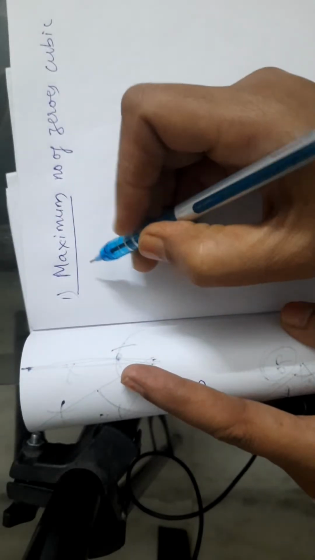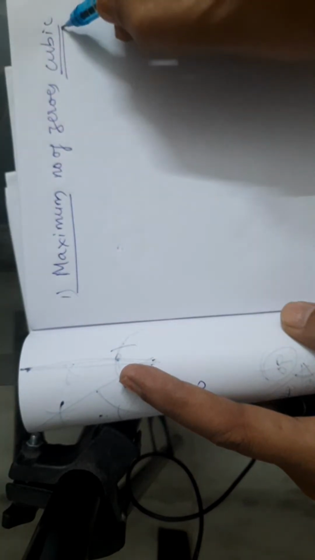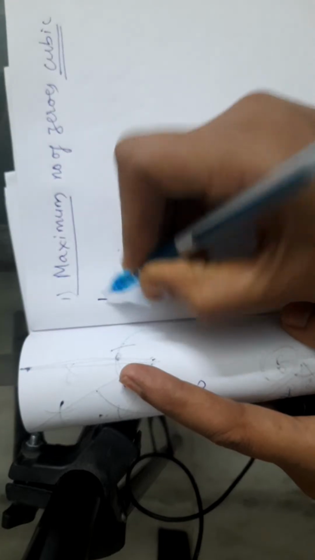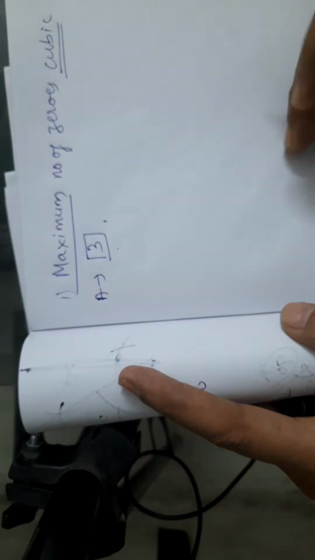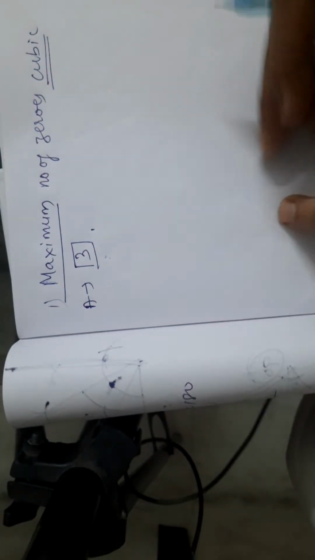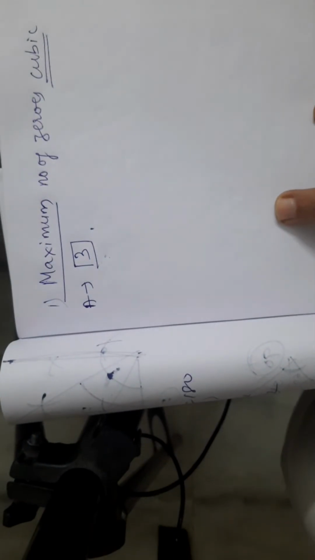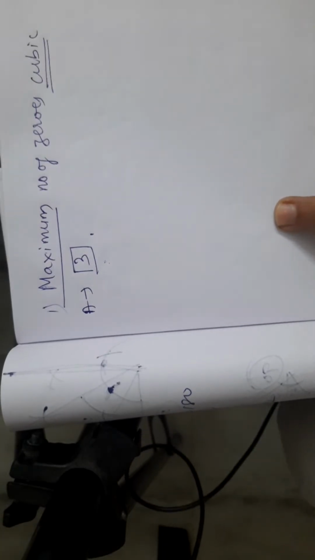So here, as the power of a cubic polynomial is 3, the answer will be it will have a maximum of 3 zeros. If it is a quadratic polynomial, it will have 2 zeros. If it is a cubic polynomial, it will have 3 zeros.